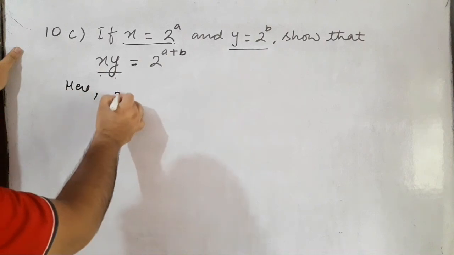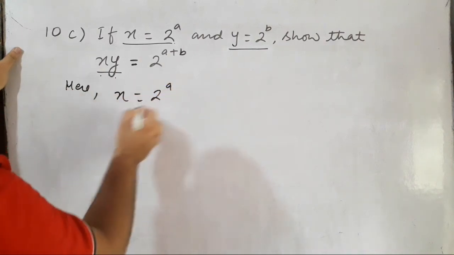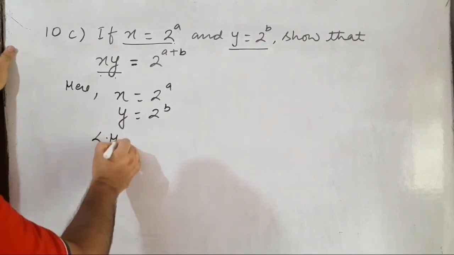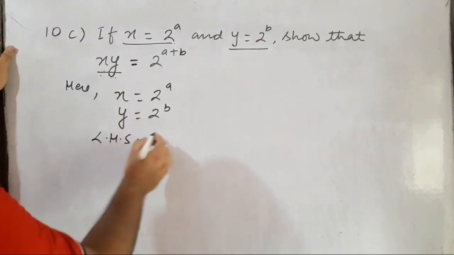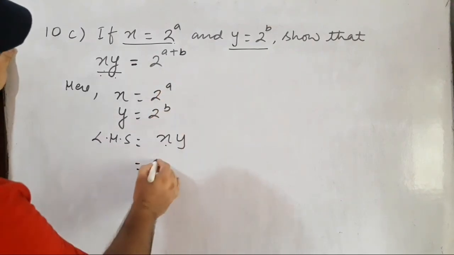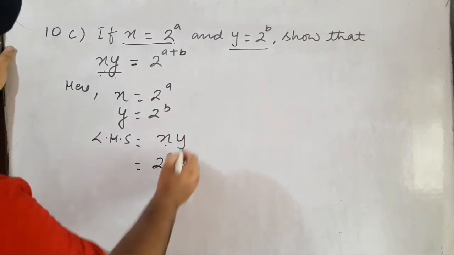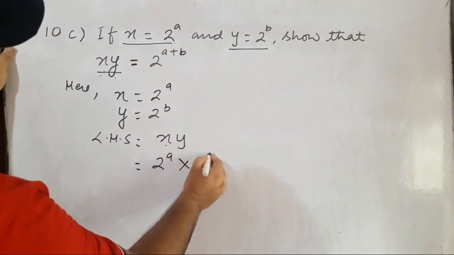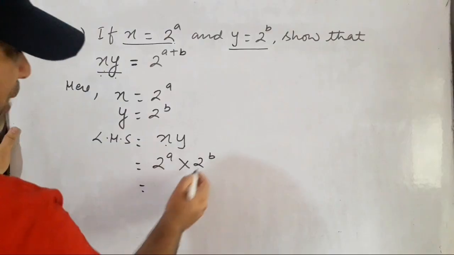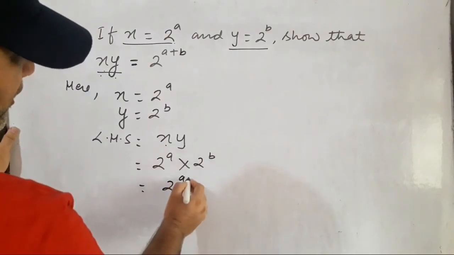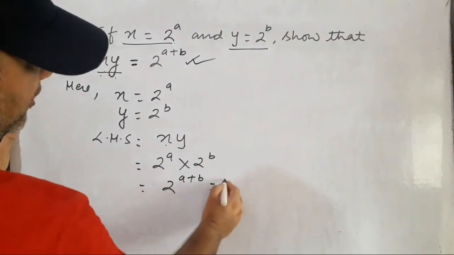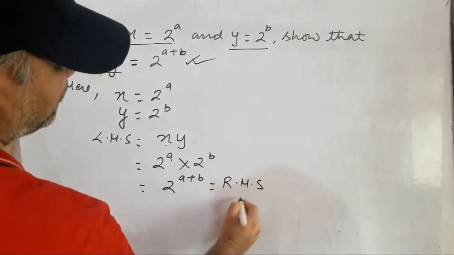Let's see. X equal to 2 power a, y equal to 2 power b. Taking left hand side, which is xy, the value of x 2 power a into the value of y 2 power b. When same bases are multiplied, then we can add their powers, 2 power a plus b. So we got our left hand side equal to right hand side. Proved.